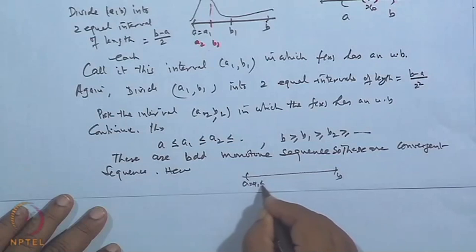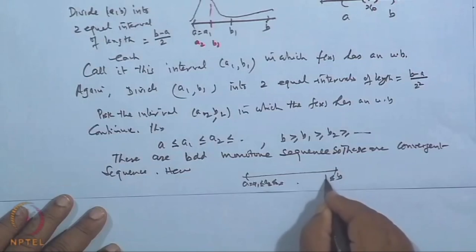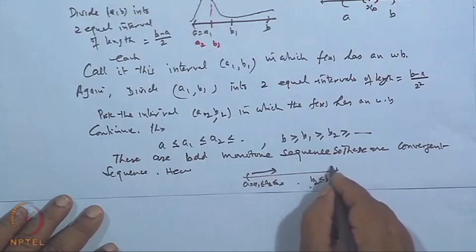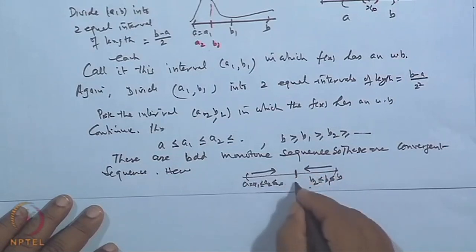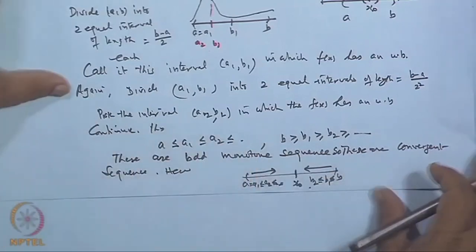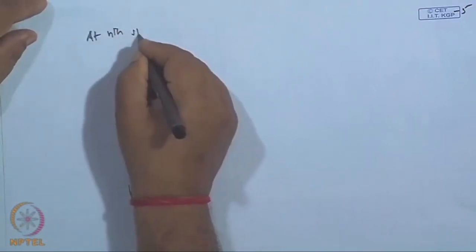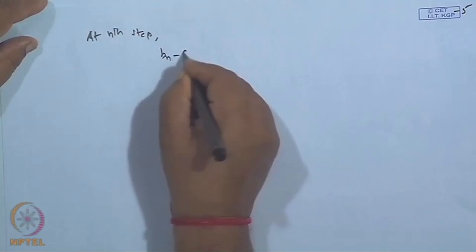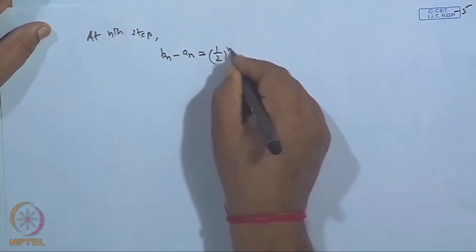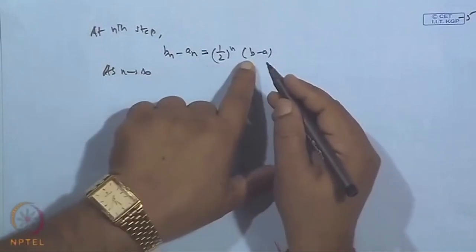A1 less than or equal to A2 less than or equal to A3, up to An, and B1 greater than B2 and so on. So An will go this side, Bn will go this side. So a point x0 can be found where the limit of these will coincide. Why? Because at the nth stage, the difference Bn minus An will be (1/2)^n times (B minus A). So as n tends to infinity, this difference is very, very small.